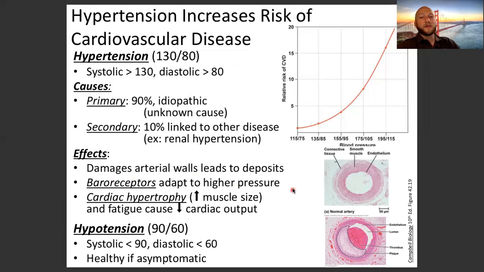Baroreceptors adapt to the higher pressure. So baro is like pressure. It's like your blood pressure receptors. These help regulate your MAP. They sense your MAP, your baroreceptors. They adapt to higher pressure.